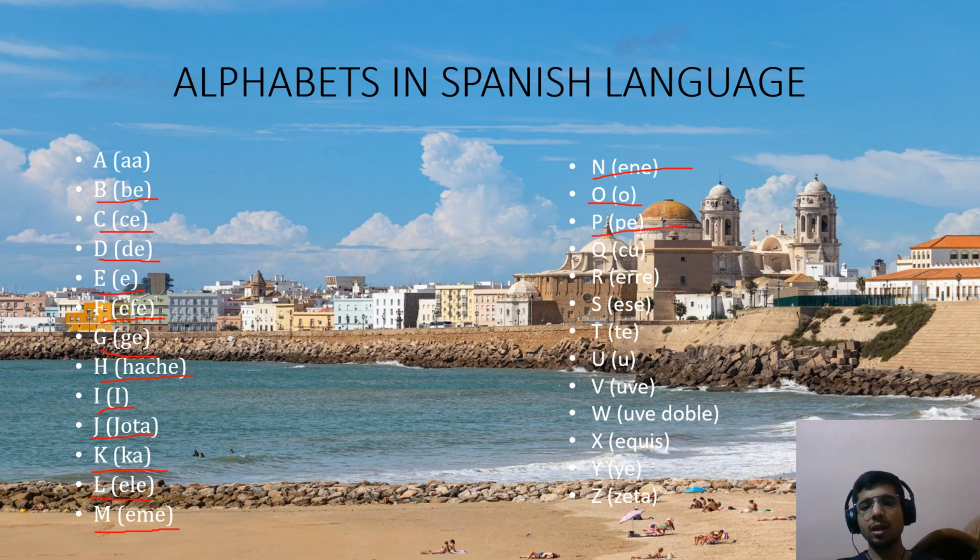P, Q, R, S, T, U, V, W, X, Y, Z. This is some of the talking of the Spanish language.